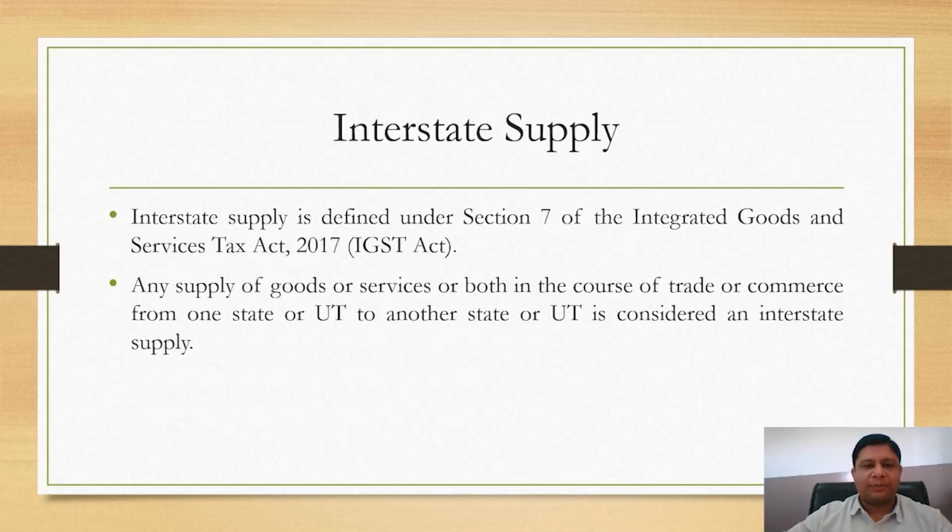Now, coming to the next topic, interstate supply. It is defined under Section 7 of the Integrated Goods and Services Tax Act 2017. It refers to transactions involving the movement of goods or provision of services from one state or union territory to another. It is essential to understand the rules and implications of interstate supply under GST for businesses operating across state borders. Interstate supply is defined under Section 7.